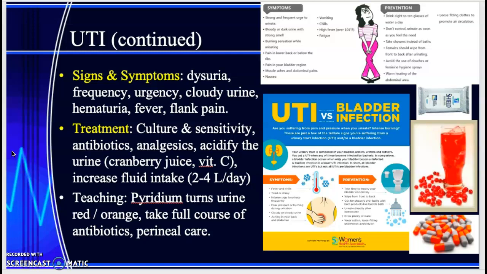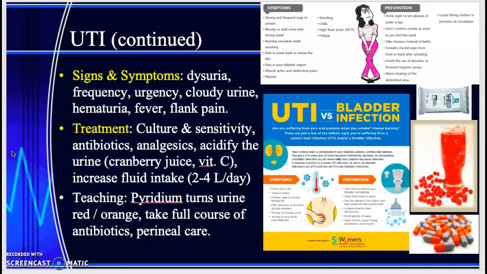And something that also helps is acidifying their urine. So giving them something like cranberry juice, vitamin C, it helps kill bacteria in the urinary tract. We also want to increase their fluid intake, usually 2 to 4 liters per day, and this helps flush the bacteria out. And a couple of things that we want to teach our patients here.